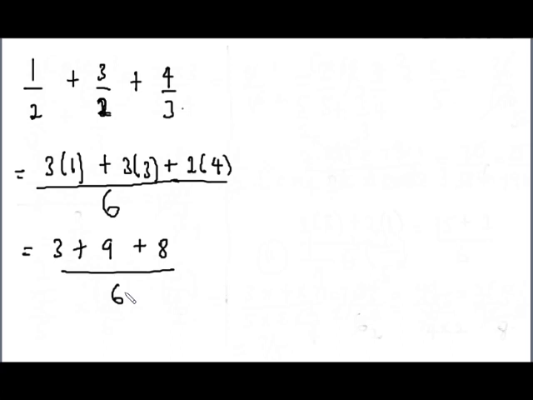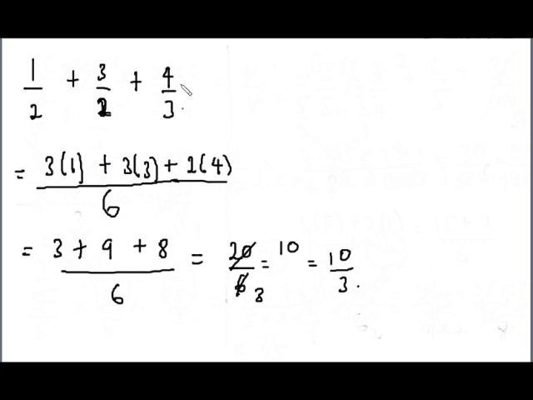And we clearly know that 3 plus 9 plus 8 is equal to 20, and then divided by 6. 2 can go into 20 10 times. 2 can also go into 6 3 times. So the result of this problem equals 10 over 3.